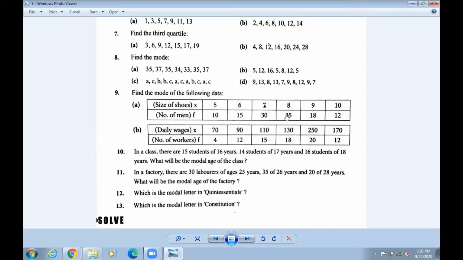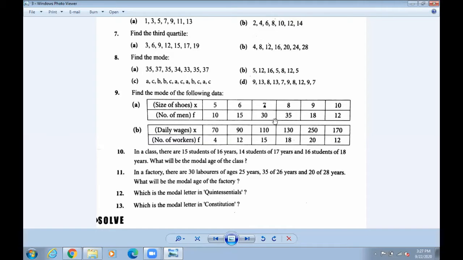And which X does it correspond to? The number is 8. That means the mode is 8. So why is the mode 8? Because it has the highest repeated frequency. Frequency means how many times it is repeated. So 35 times it is repeated.